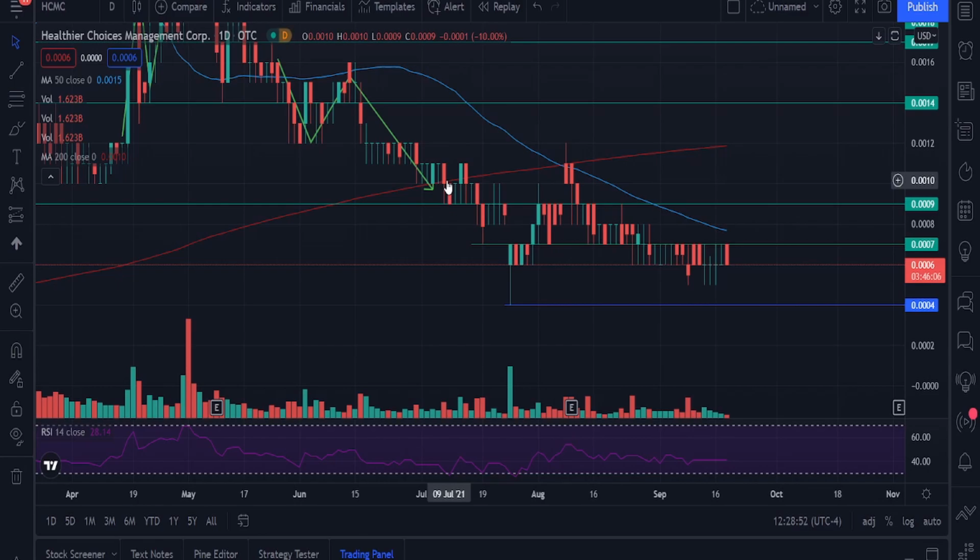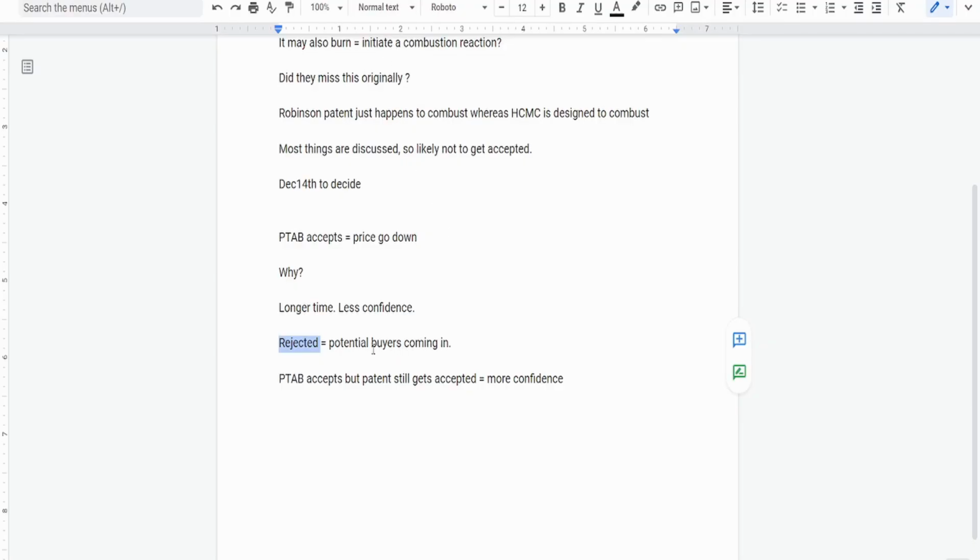Obviously, a lot of money right now is hot flowing money, quick money, and so they just want to see, and they will come back when it's closer to the final result. They won't come back if the PTAB were to accept or reject. So that's why I feel like there are potential buyers coming in, but it won't be comparable to the sellers that will happen if the PTAB were to accept.